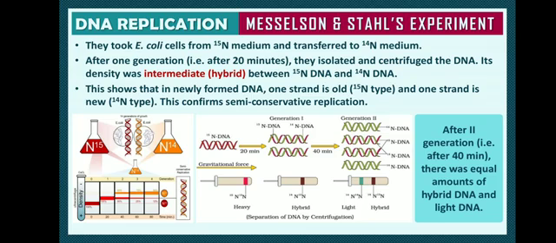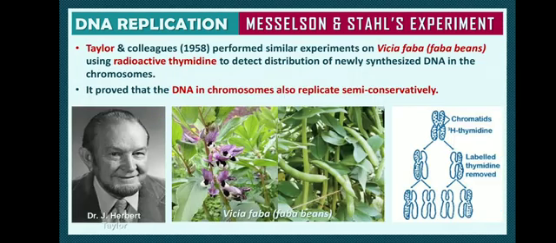Another experiment is on Vicia faba, that is Faba beans, one kind of interesting experiment. Herbert Taylor and his colleagues performed a similar experiment on Vicia faba beans using radioactive thymidine to detect the distribution of newly synthesized DNA in the chromosome, and it proved that DNA in the chromosome also replicates in a semi-conservative way.